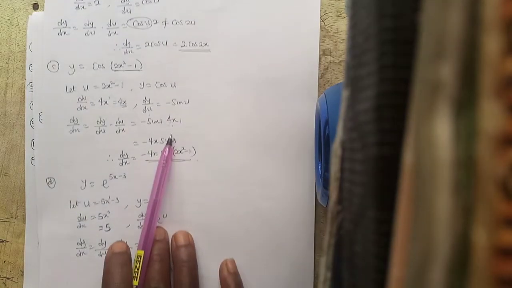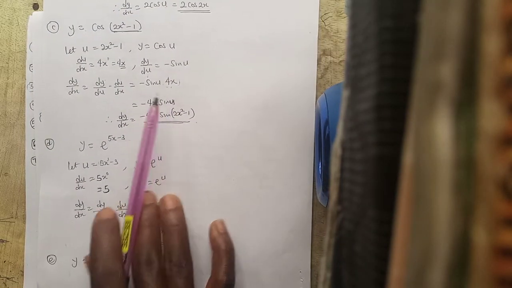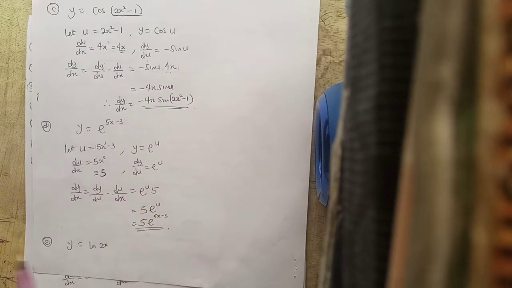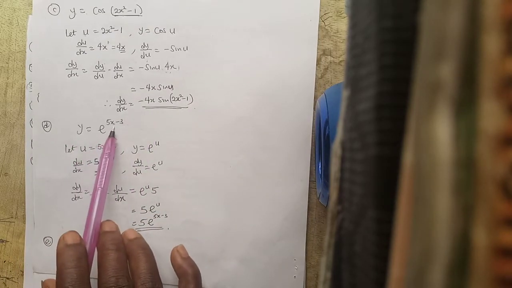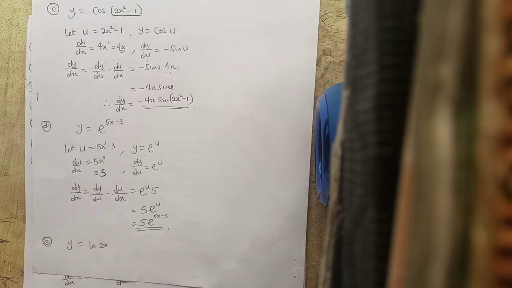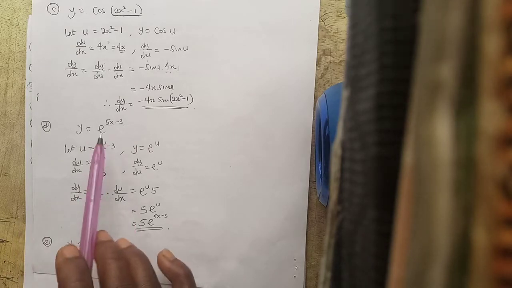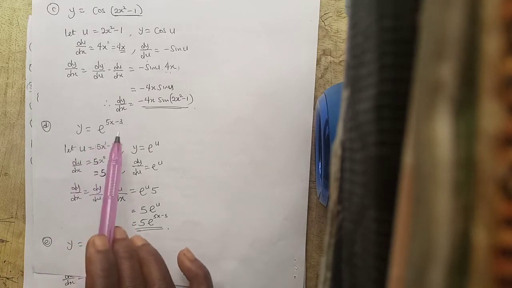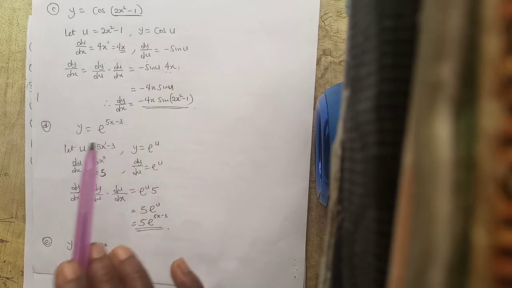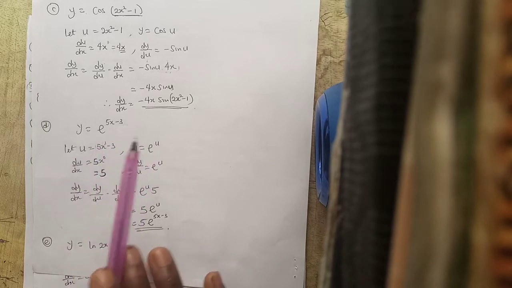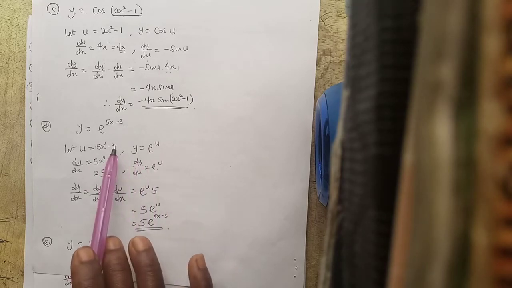So now, we move to solve the fourth question. This is y equals exponential 5x minus 3, right? The table for differentiation did not tell us about differentiating exponential 5x minus 3 with respect to x. The table only told us about differentiating exponential x with respect to x. So how do we solve this now?